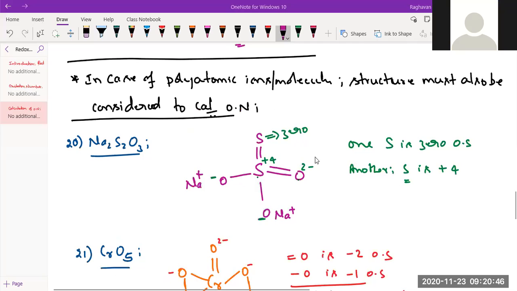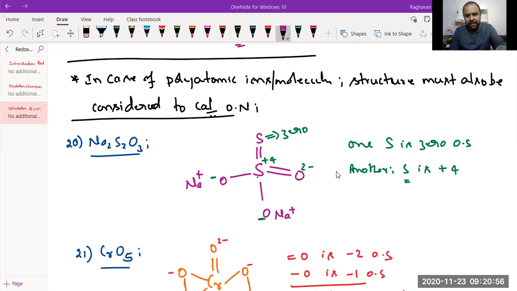Sir, how will we know when we should write the structure, sir? You will know only when you know the structure. That's why these examples have been worked out. So some common molecules will not have any deviation in the calculation of oxidation numbers, but some complex molecules like Na2S2O4, O3, or something like that.